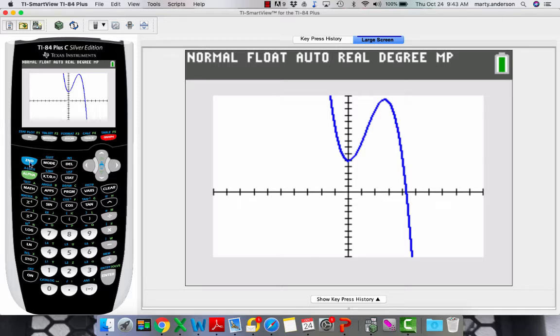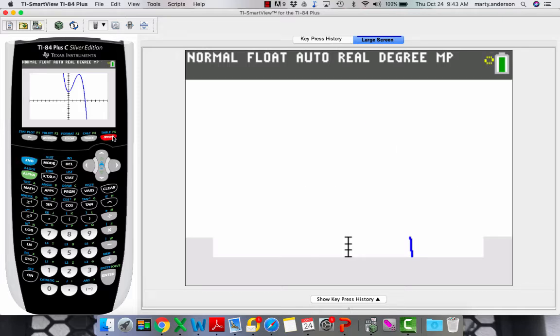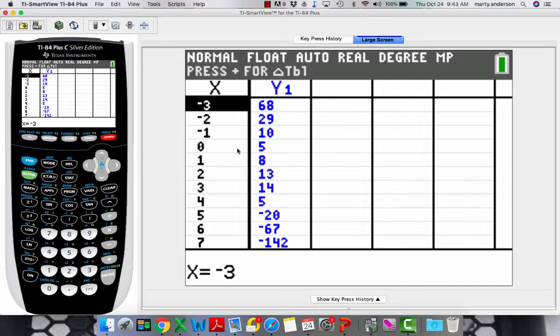So when we look at the table of values, which you should write down on your sheet, it looks like I'm coming in from infinity and I'm going down, and I have a possible minimum around (0, 5) because I went 10, 5, 8. And then I go back up to 314, and then I can see that my zero occurs between 4 and 5.